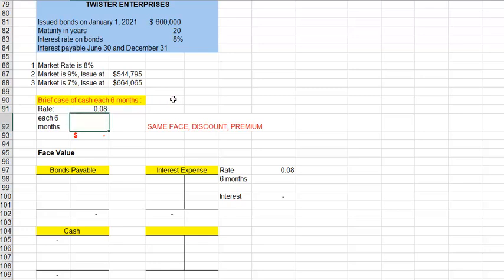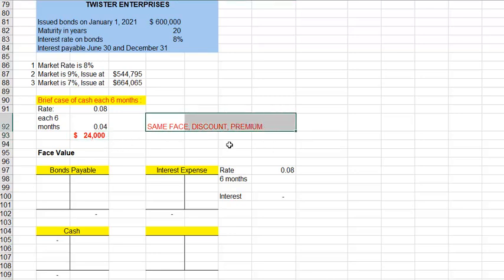Now, as mentioned earlier, one of the trickiest things of this bond is to note we are paying it each 6 months. So we need to divide this rate into 2 pieces because we are doing it twice a year. The rate that we're going to be using is 0.04 because we're making the payments twice a year. This calculation here is simply our 600,000 times 0.04 to get us 24,000.